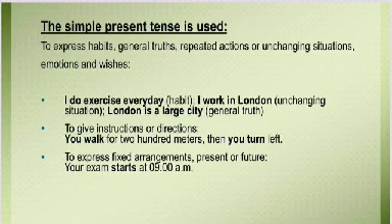Then unchanging situation, like I work in London. At present, I'm working in London, and in the future also I will be working in London. So it won't change. So this is the unchanging situation that I'm talking about, that I work in London. Then there is general truth or universal truth, we can say, like London is a large city.